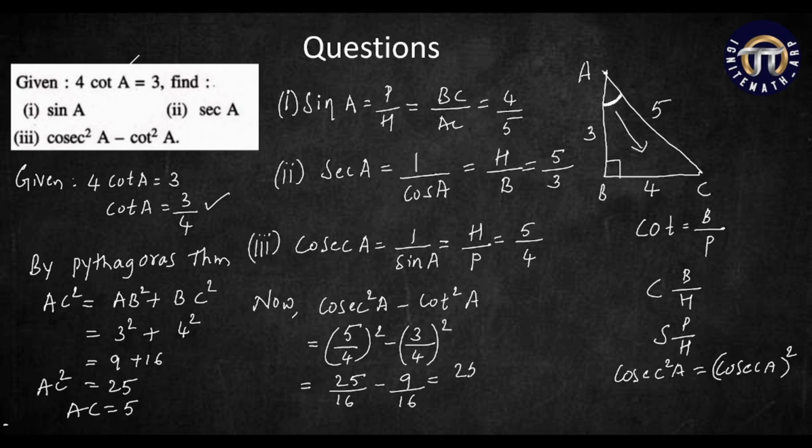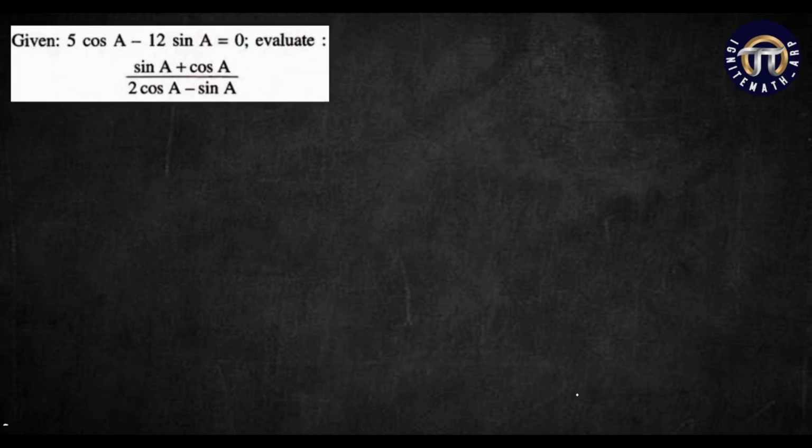So I'll be left with 25 minus 9 by 16, that is nothing but 16 by 16. So the final answer is 1. Okay, so the answer for the third sub question is 1. Is that clear, children? Okay, I hope it is clear. Now let me take the next example, a very important type of example.